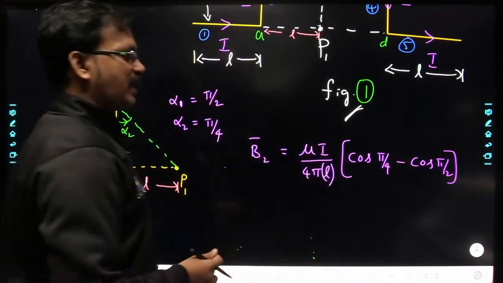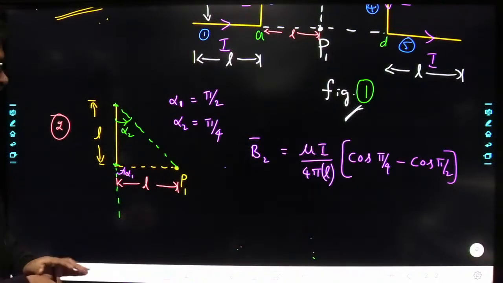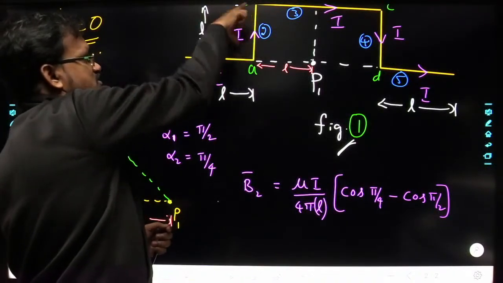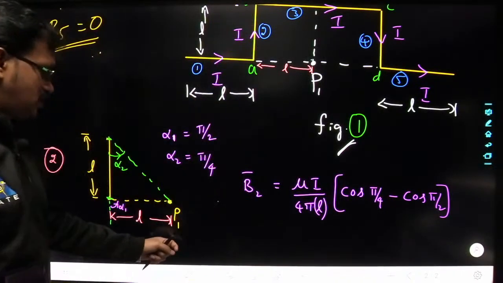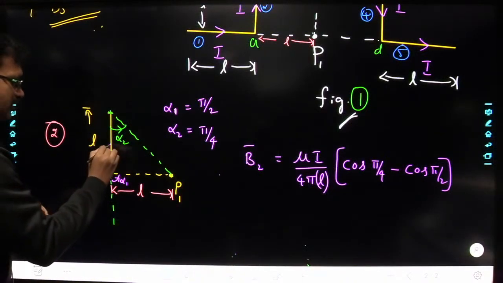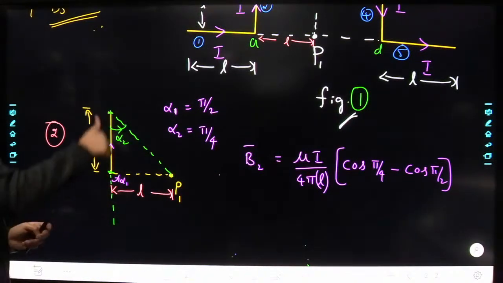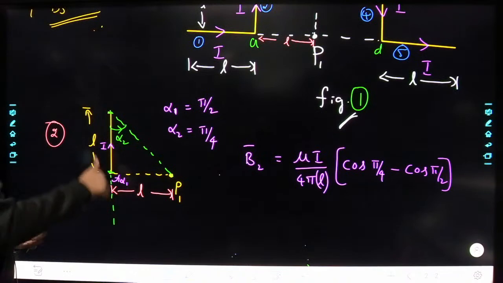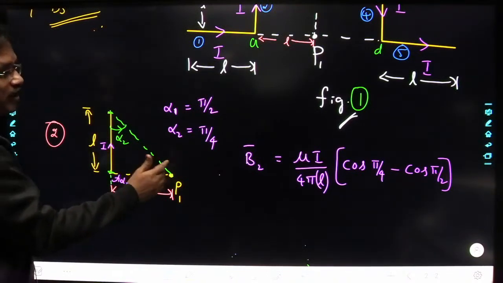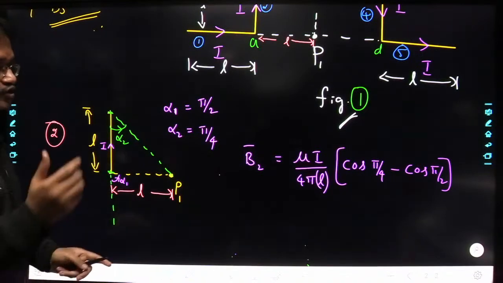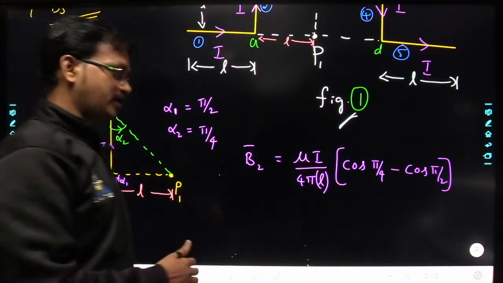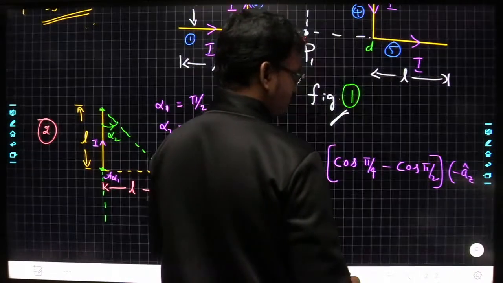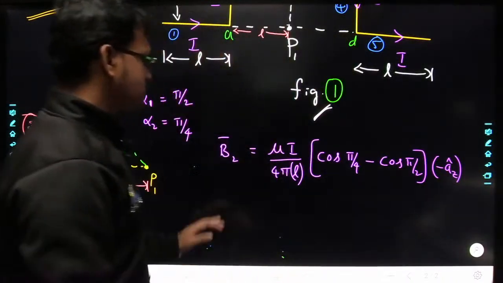Now what is the direction of B field here? So here the current is flowing in which direction? Consider only this section here. The current is flowing in upward direction. So the B field at this point P is going to point into the board. Yes or no? Into the board means which direction here? Negative Z direction. So B2 bar is going to point in negative Z direction.